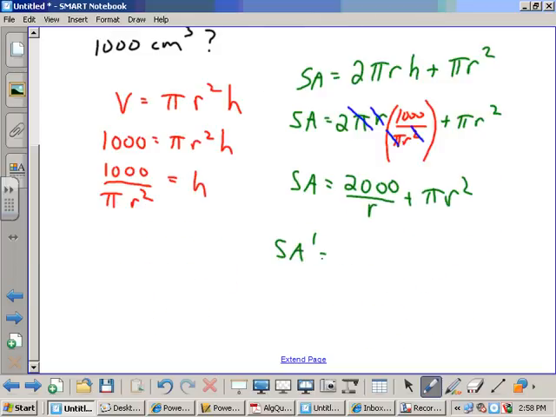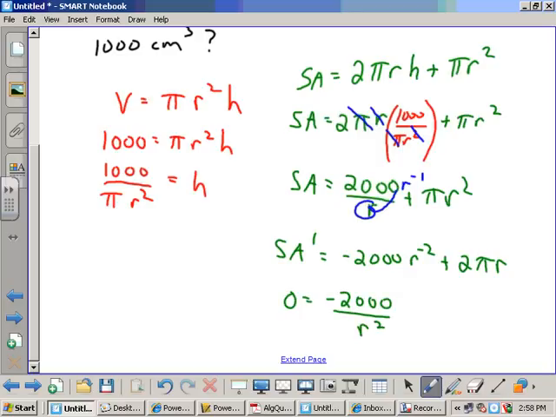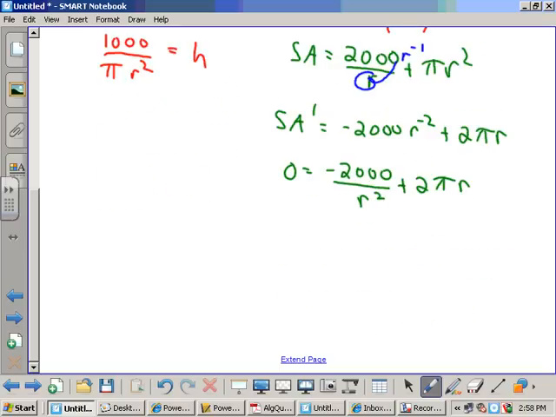We'll take its derivative. So moving this r to the top becomes r to the -1, and we'll do power rule. So negative 2,000 r to the -2, plus 2 pi r. We'll set it equal to 0. And then at this point, we have a choice here. We'll have our calculator on this. We can either graph this and look for where it crosses the x-axis, or do a little bit of algebra and solve it out. I'll do a little bit of algebra here.